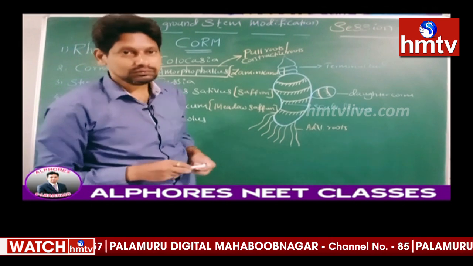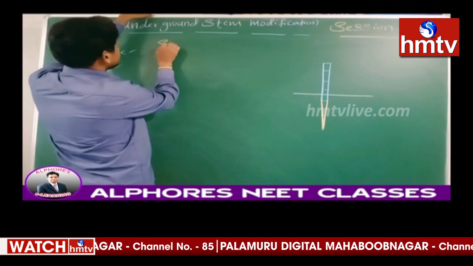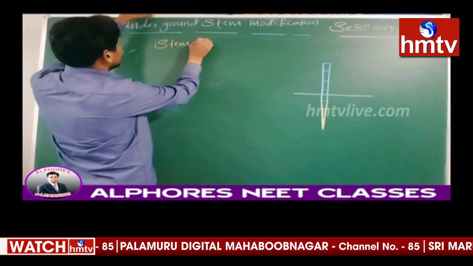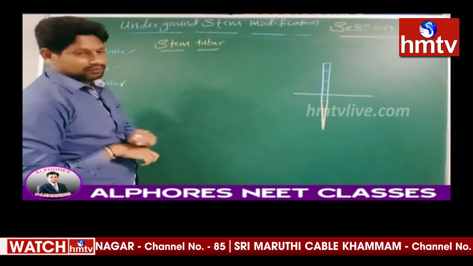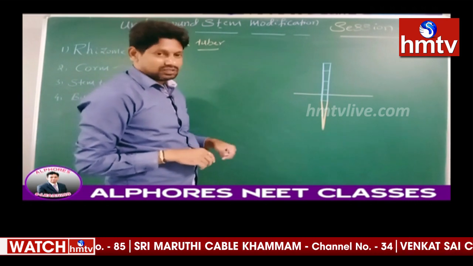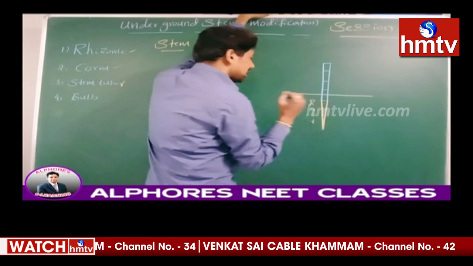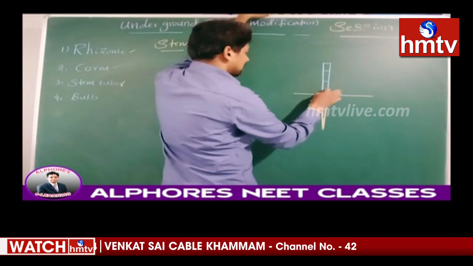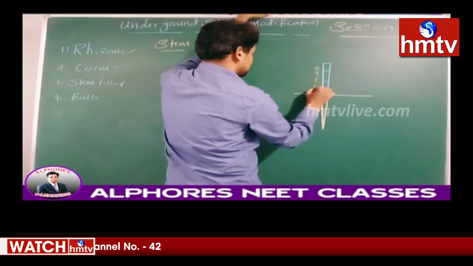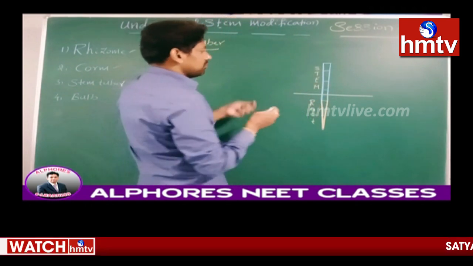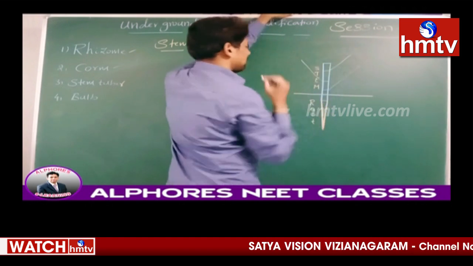Now go for the third one. What is it, sir? Stem tuber. Now listen here. Sir, take a plant. In this plant, this part is a root. And this is a stem. From this stem, branches are developed, sir.